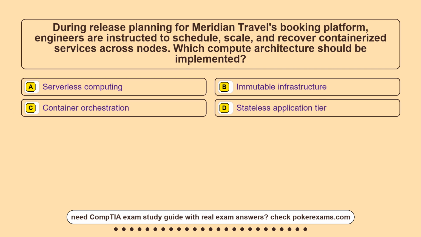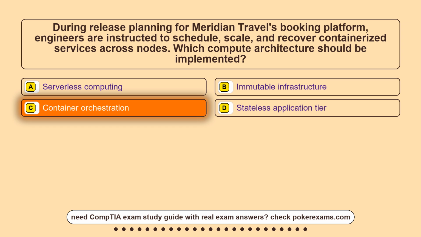Question 3. During release planning for Meridian Travel's booking platform, engineers are instructed to schedule, scale, and recover containerized services across nodes. Which compute architecture should be implemented? Option A, serverless computing. Option B, immutable infrastructure. Option C, container orchestration. Option D, stateless application tier.